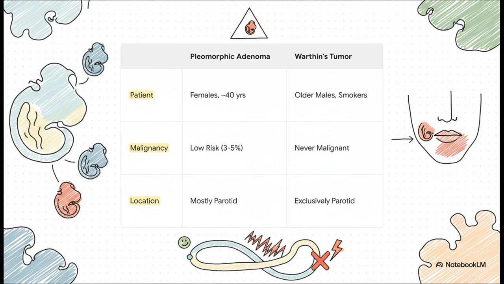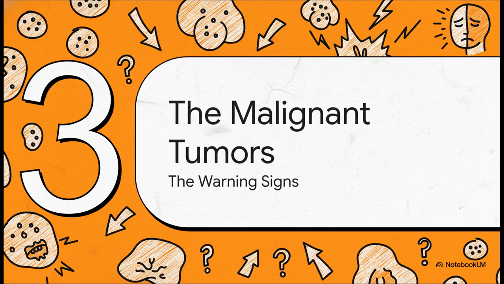The pleomorphic adenoma has that small but real risk of turning bad. But a Warthin's tumor? Never. It never turns malignant. That's a huge distinction. All right, so we've covered the benign players. Now we've got to pivot and talk about the malignant tumors.